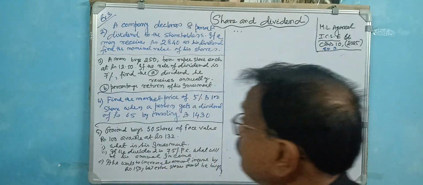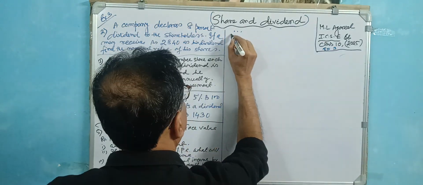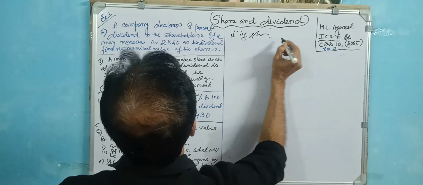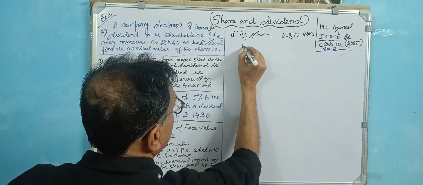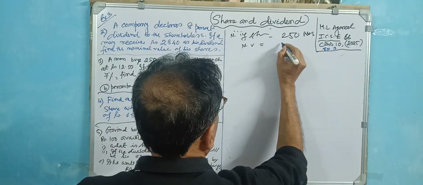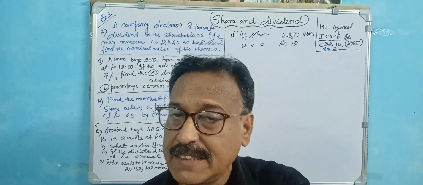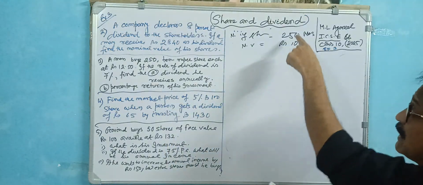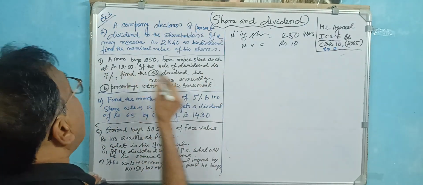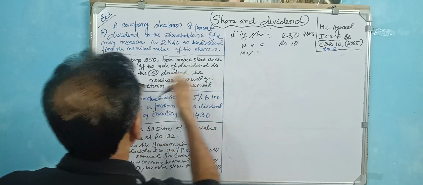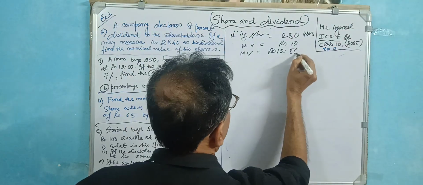Okay, the next sum. A man buys 250 shares. That means the number of shares is 250, with 10 rupees each. That means the nominal value per share is rupees 10, for each share, not the total nominal value. If you multiply 250 by this, that is the total nominal value. Now the market value is 12 rupees 12.50.